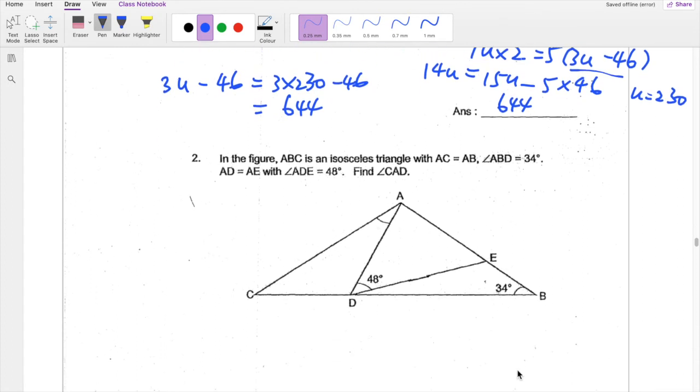Okay, question 2. In the figure, ABC is an isosceles triangle with AC equal to AB. Then we know that this angle is equal to this angle. And ABD is 34. And AD equals AE, this one equal to this one, with this angle being 48. Find CAD.